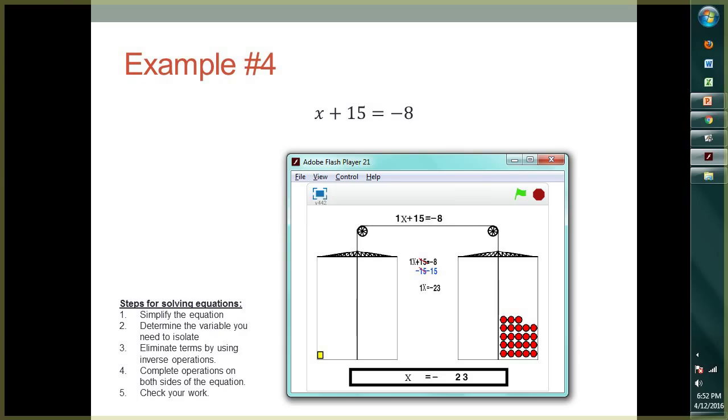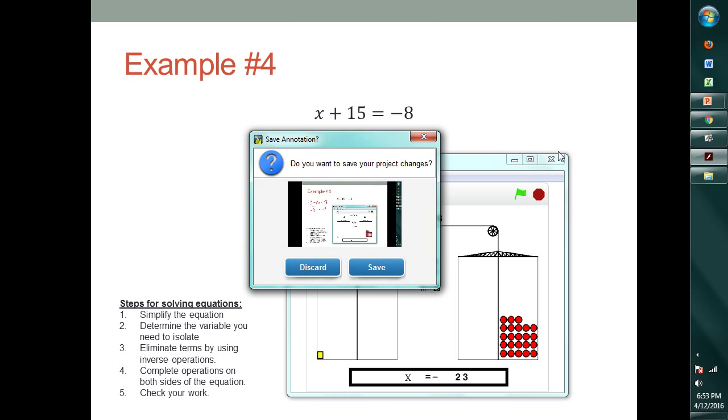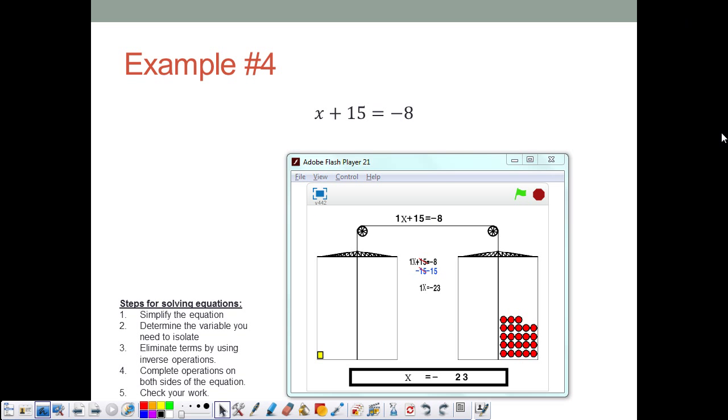I go through and I plug that in. Negative 23 plus 15 equals negative 8. Well, negative 23 and 15, those are opposites, so I'm really subtracting. 23 minus 15 is negative 8, which is equal to negative 8. So my answer checks out. Alright, that's how you use your app with one-step equations that contain addition and subtraction.